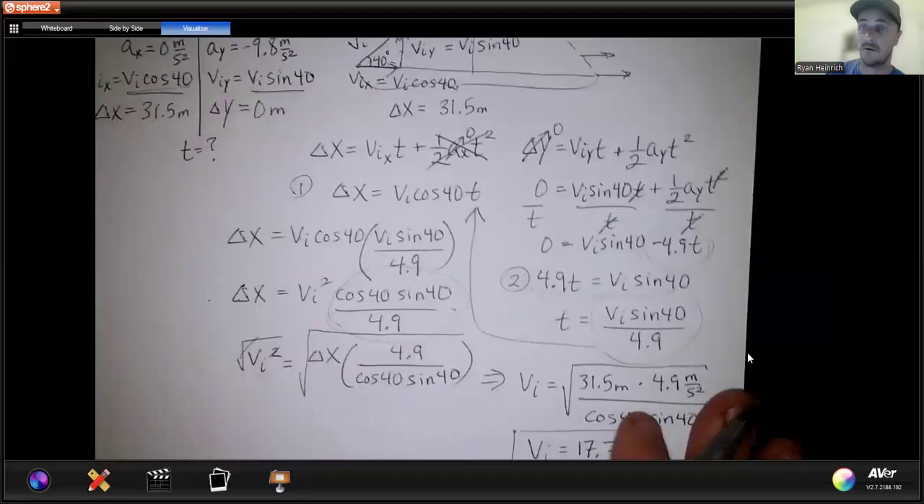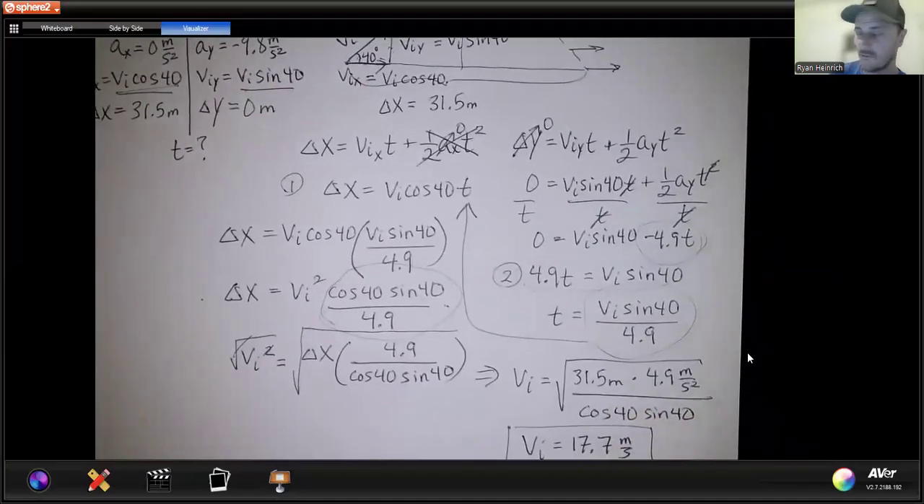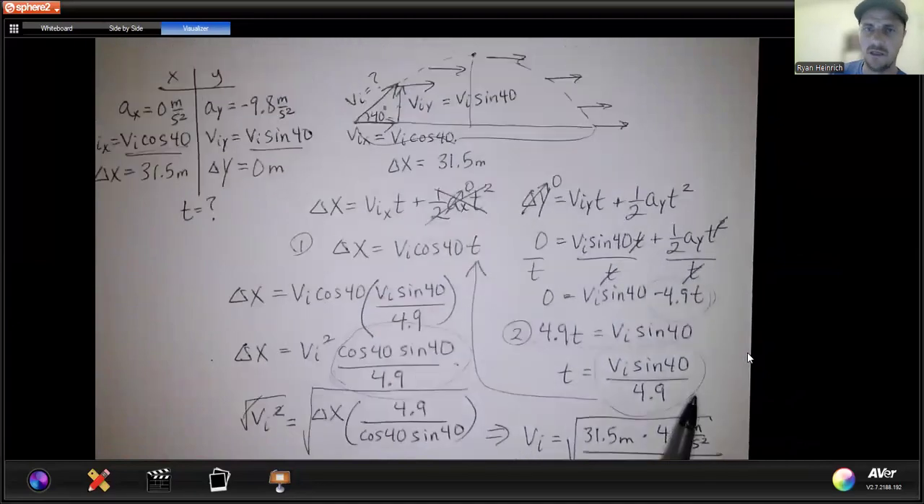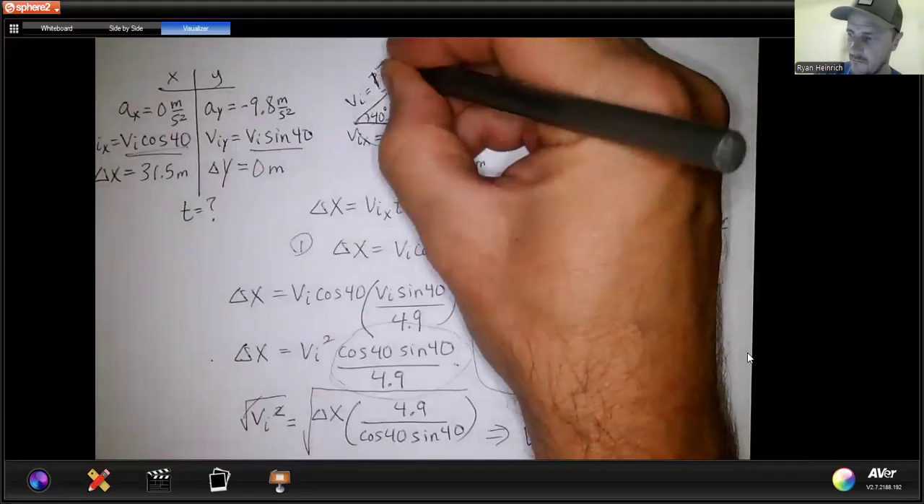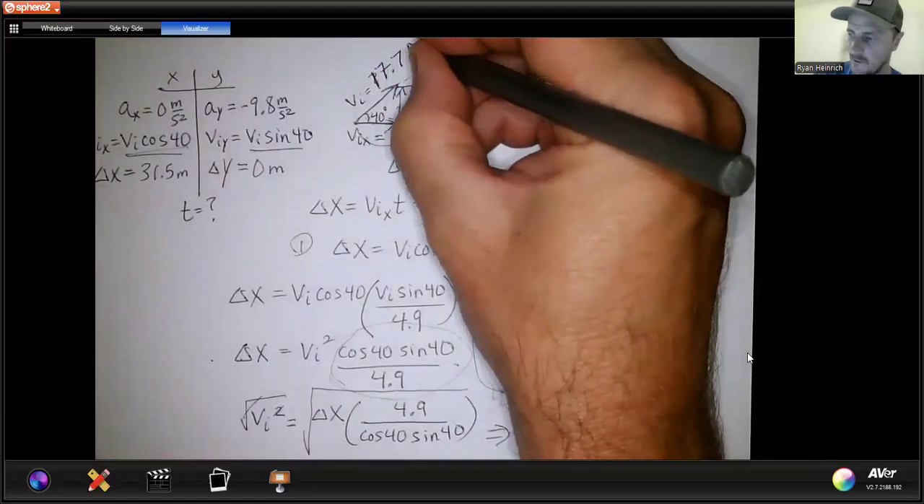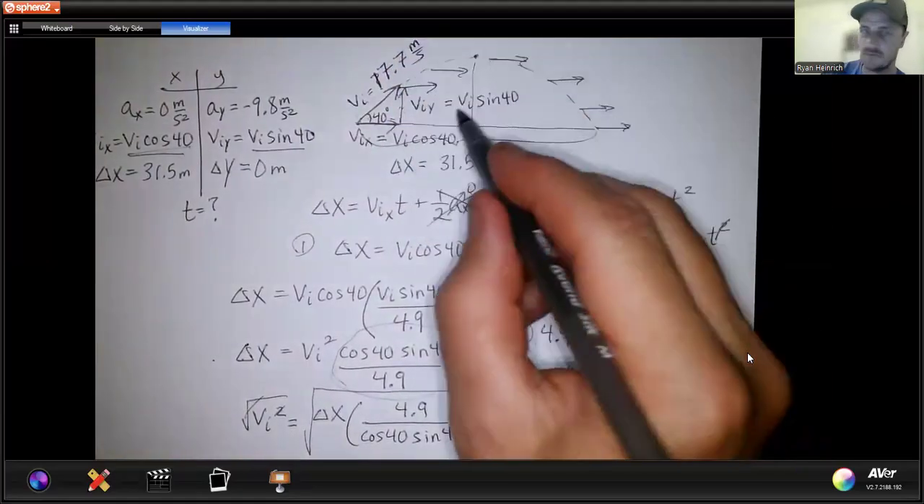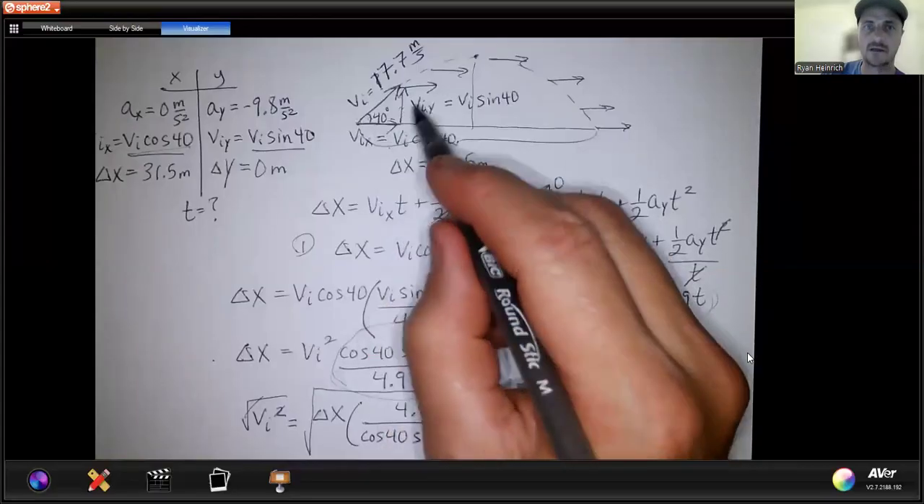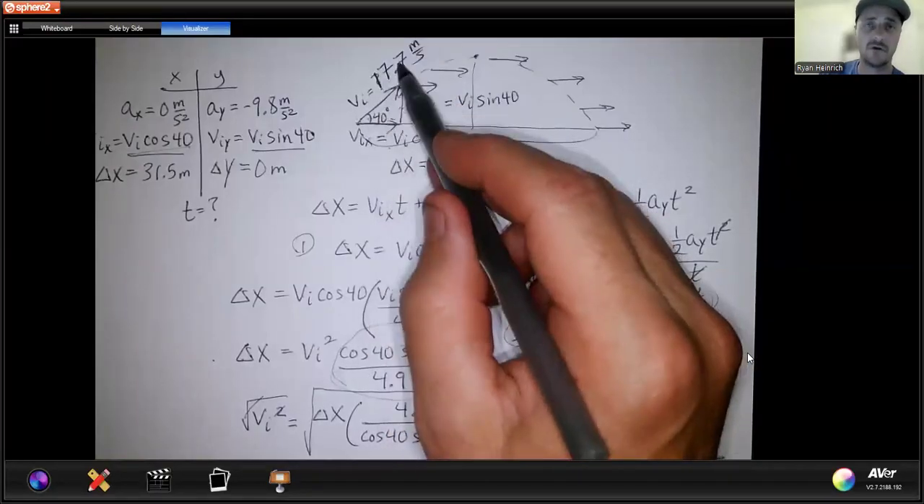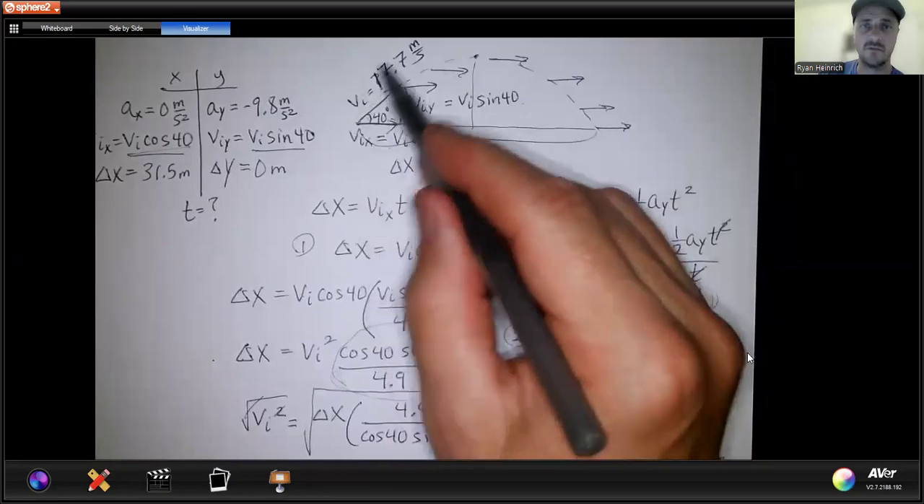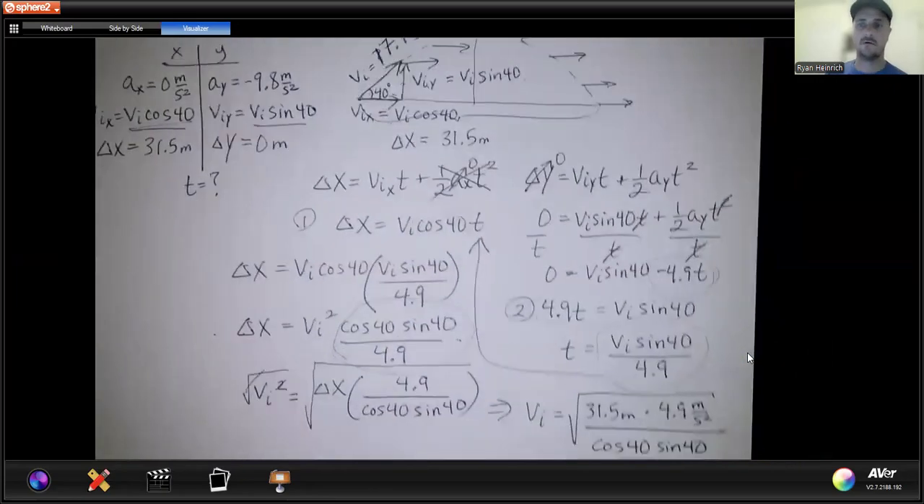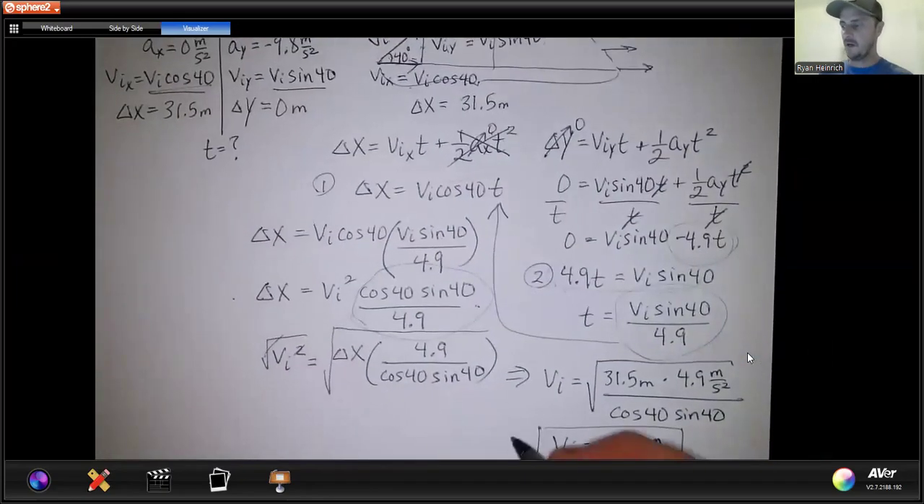And the other thing to realize, and I see this as a struggle for students, is they think, oh, okay, is that my x or is that my y velocity? It's neither. It's actually this one right here, right? So if I was actually looking for one of these velocities, VIY or VIX, I would have to do 17.7 times the sine of 40 or 17.7 times the cosine of 40, all right? Okay, so that's part A, it's done.